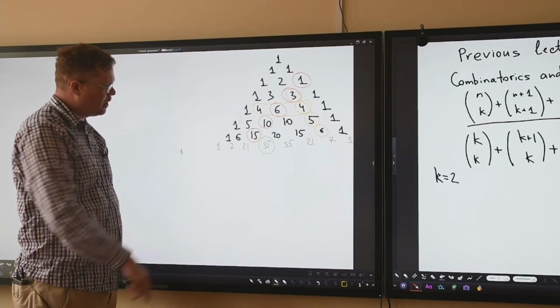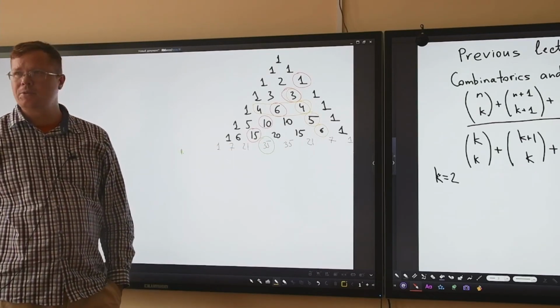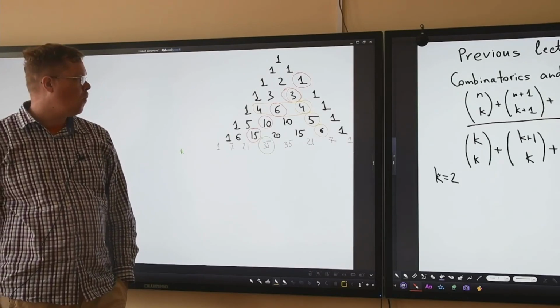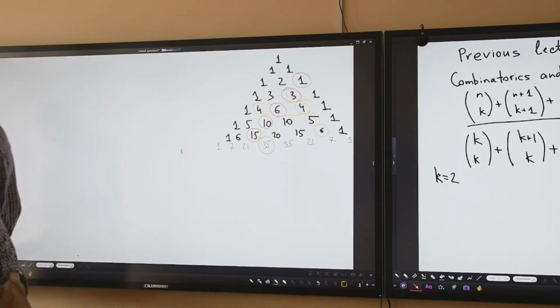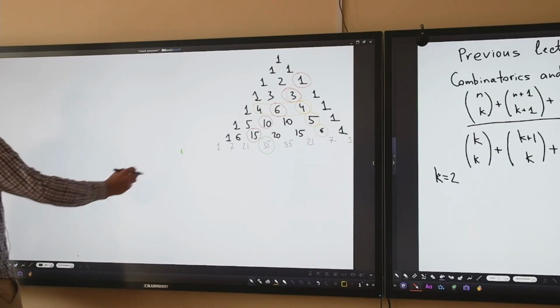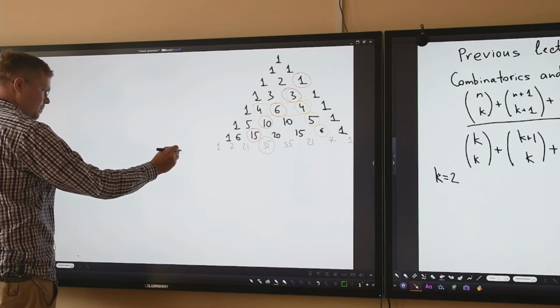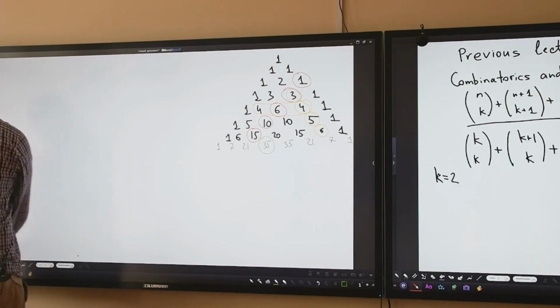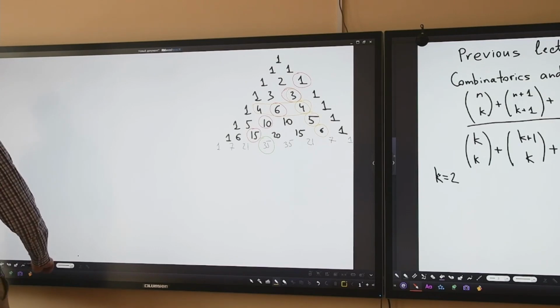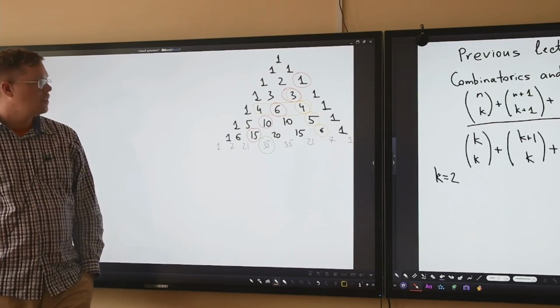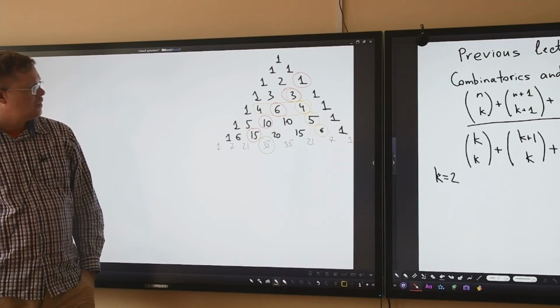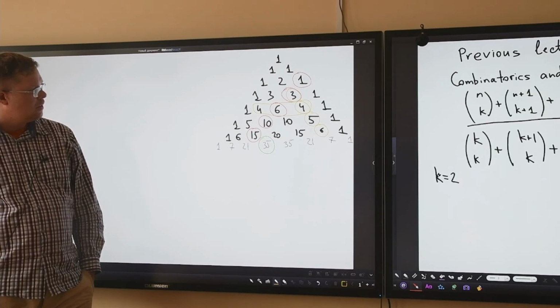Okay, so how do we get 35 here? Can someone explain to me? Every element, for example, if you choose 15 and look at the next element, 20, this will be the sum of the previous one. Yes.